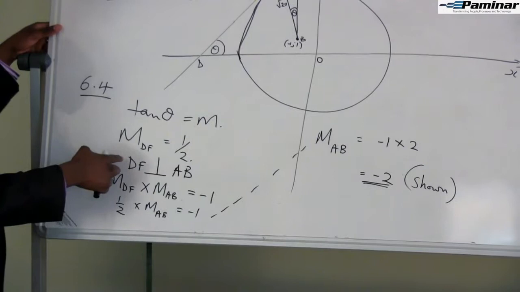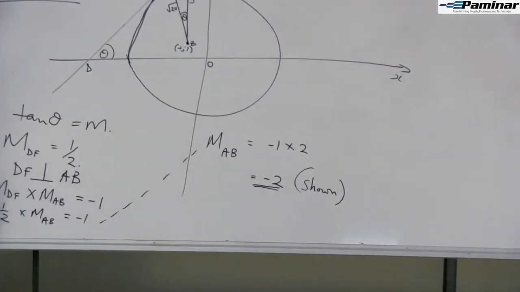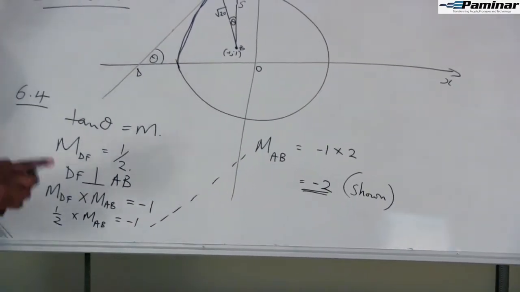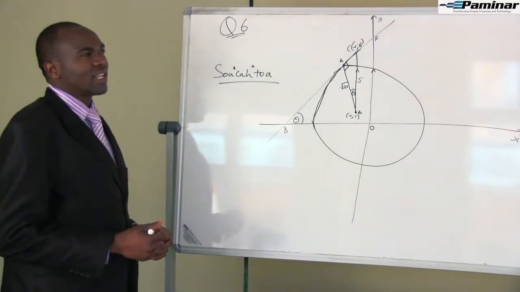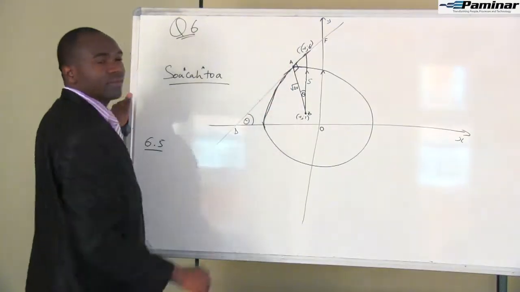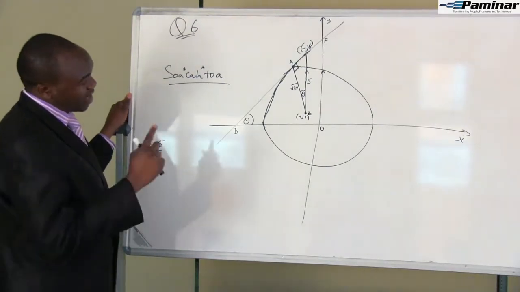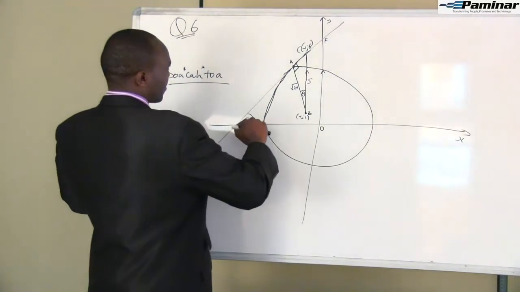But don't forget these rules. Perpendicular lines meet at 90 degrees, and the product of their gradients is -1. Then that's done. 6.5 says, determine the coordinates of A. Now, one thing that you are very sure of up to now is to get the what?